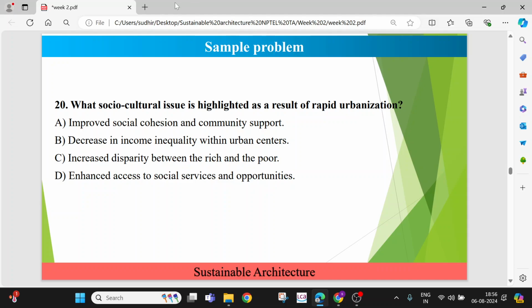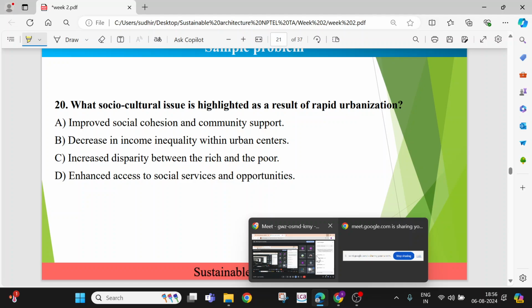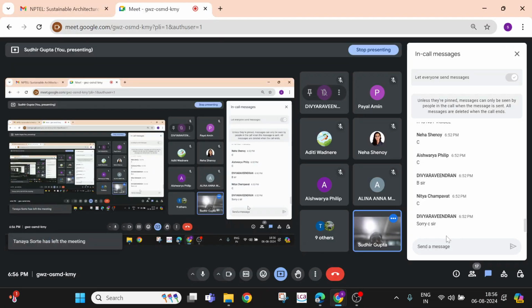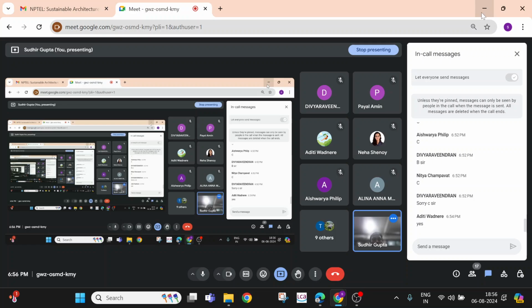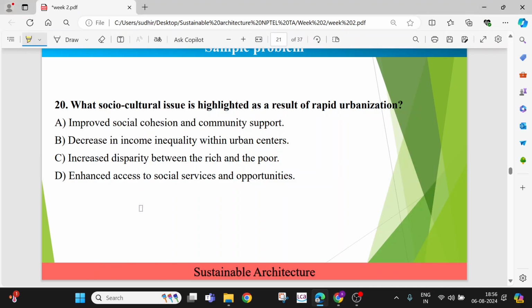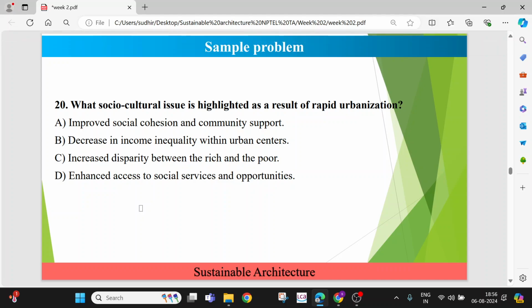Yes, sir. Okay, it is clear. Somebody else wants to add something, or can we move? Can we move to the next question? It is clear, sir. Yes, sir. Okay, now Aditi is saying yes. So this is question number 21.